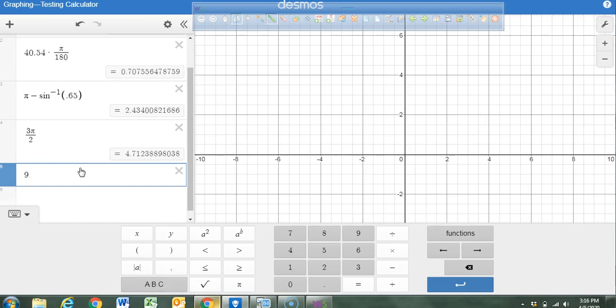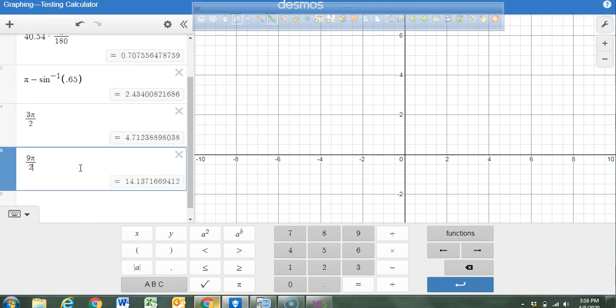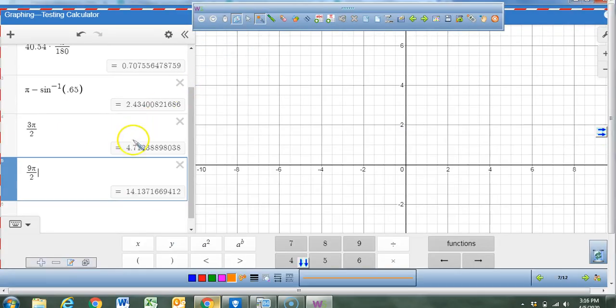These are our boundaries: 9 pi divided by 2. All right, so here we go. We have some boundaries now. Basically, what we're going to do is try to find all the answers between 4.71 and 14.13.